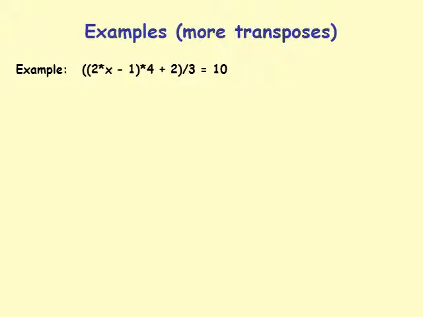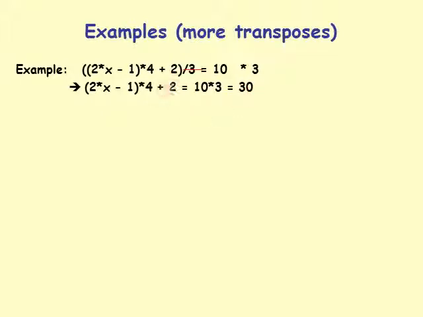First we would move that divided by 3, as it is the last thing we did. We would move that across the equal sign, and it becomes multiplied by 3. So on the right we have 10 times 3, which is 30. So far we have 2x minus 1, the result of which is multiplied by 4 plus 2, and equals 30 on the right.